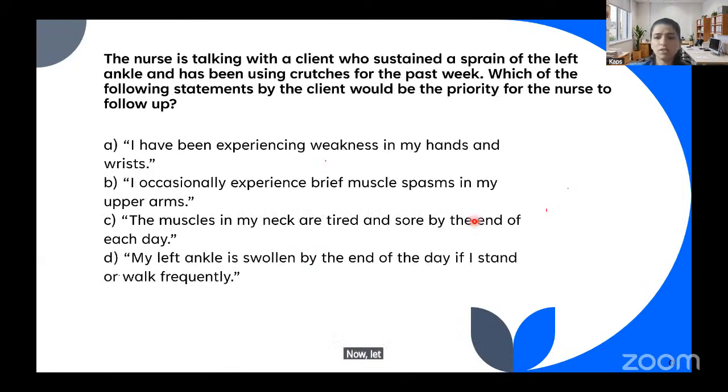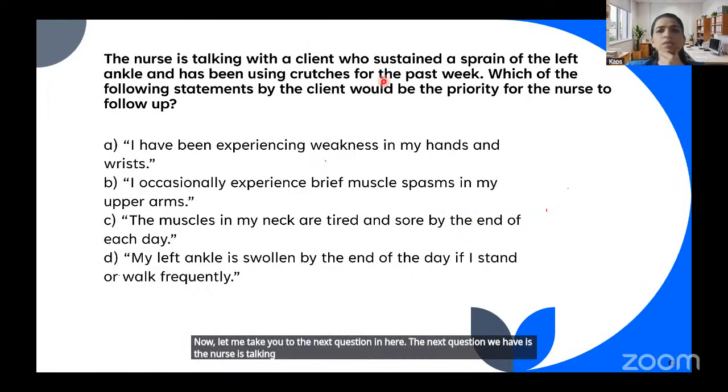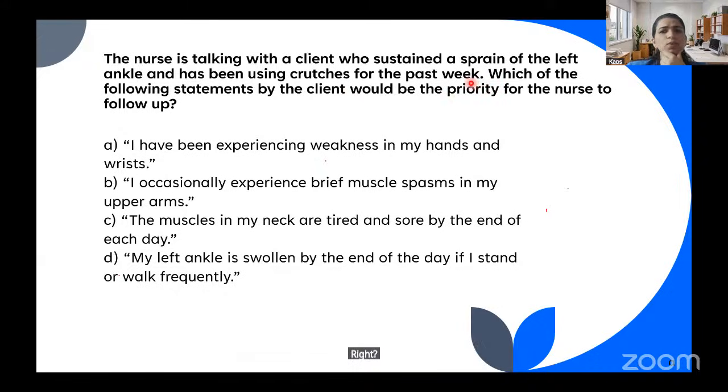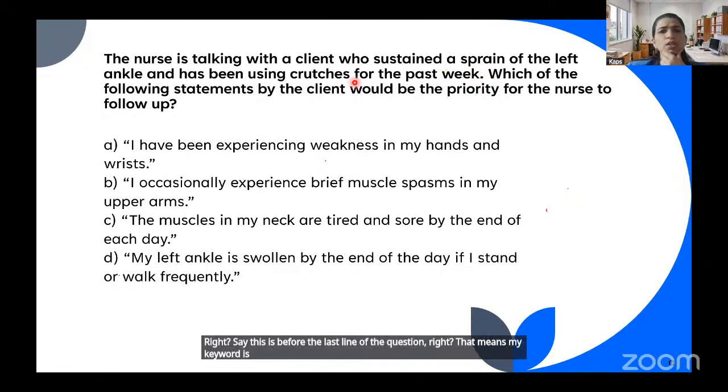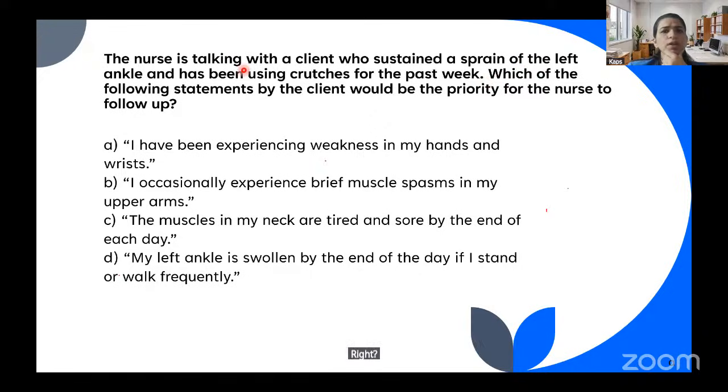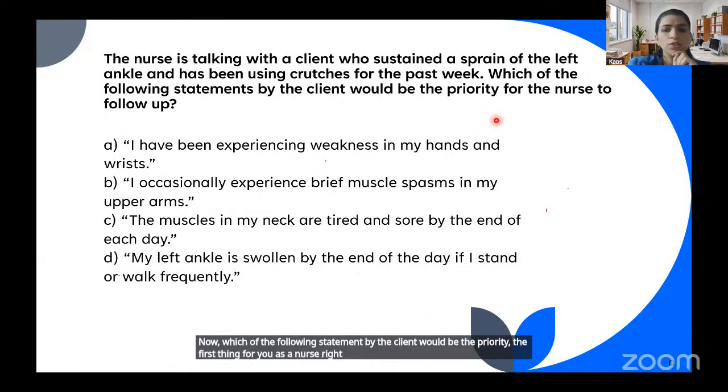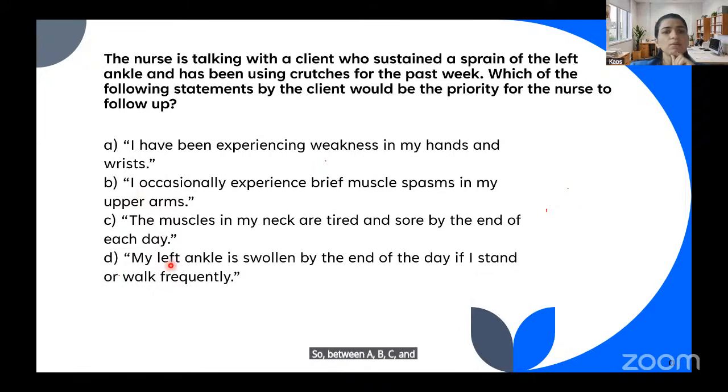Now let me take you to the next question in here. The next question we have is the nurse is talking with a client who sustained a sprain of the left ankle and has been using crutches for the past week, right? See, this is before the last line of the question, right? That means my keyword is using crutches, and there is a sprain on the left ankle. Now, which of the following statements by the client would be the priority, the first thing for you as a nurse right now to follow up, right? So between A, B, C, and D, now think about the answer, right?